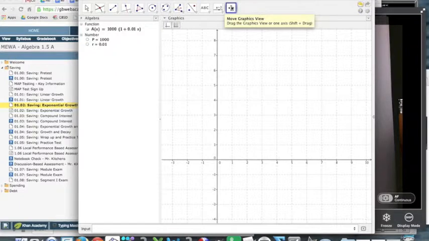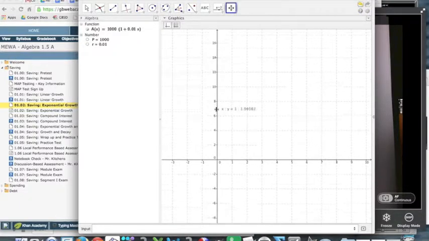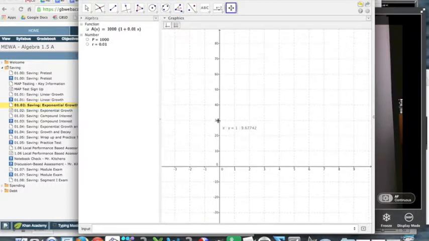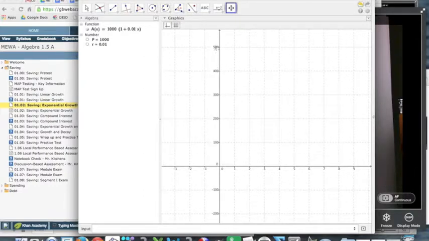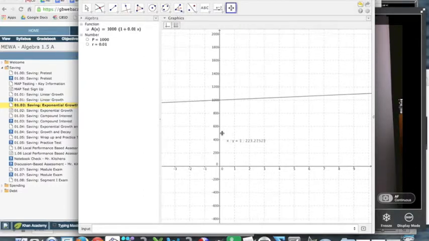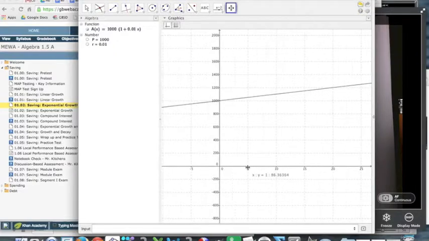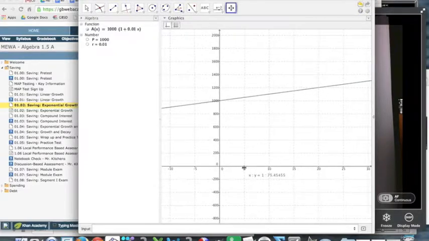So I want to click on this Move Graphics View button so I can scrunch this scale on the y-axis. I'm going to pull that down until I can get my 1,000. Doesn't take too long. And there it is. So you can tell it doesn't grow very fast.